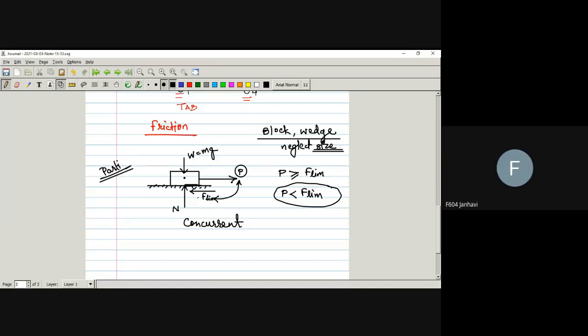Okay. So now can you tell me which are the equations applicable for equilibrium of a concurrent coplanar force system? Summation of Fx must be 0, summation of Fy must be 0. Correct? Yes or no? Yes.